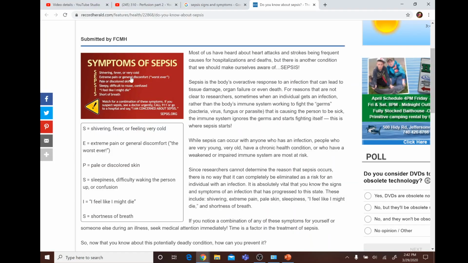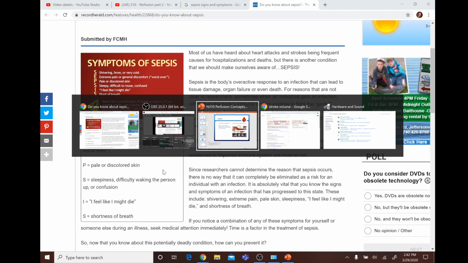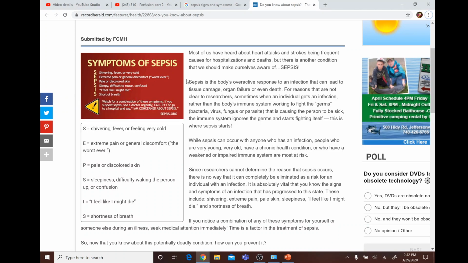So just real quick, what do you think some of the symptoms of sepsis are? So there's an acronym, it's called SEPSIS. S stands for shivering, having a fever or feeling very cold. E is extreme pain or general discomfort. P is pale or discolored skin. S is sleepiness, difficulty waking the person up, or confusion. I feel like I might die. And the last S is shortness of breath.